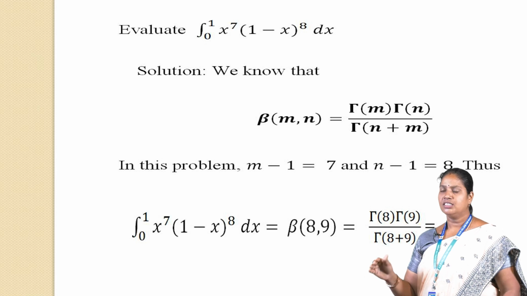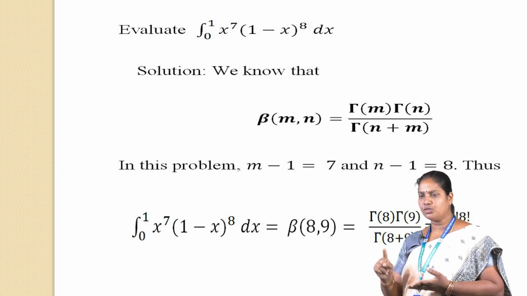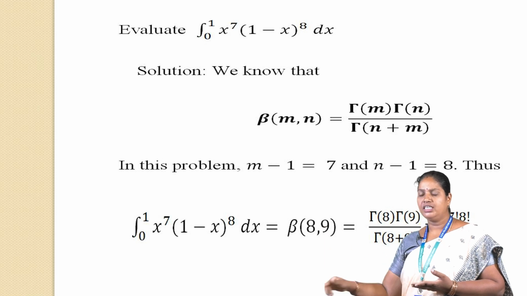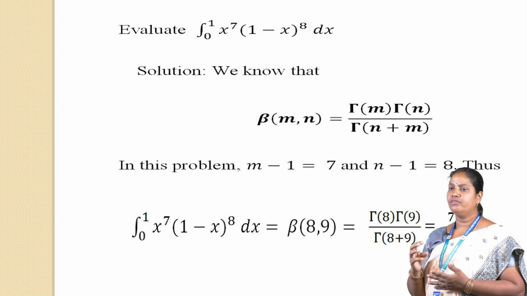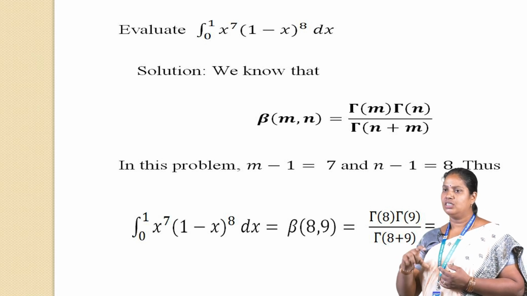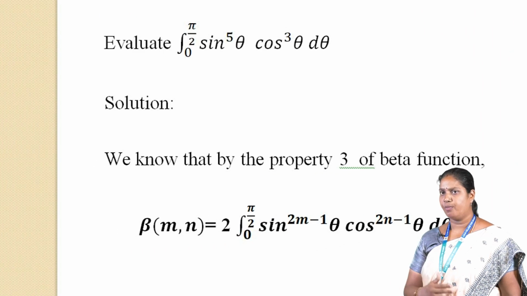If we calculate this, 7 factorial is 1 into 2 into 3 up to 7. 8 factorial is 1 into 2 up to 8. In the denominator it will be 1 into 2 into 3 up to 16. If we cancel some terms, we will get a finite answer. So next we will go to the next problem.